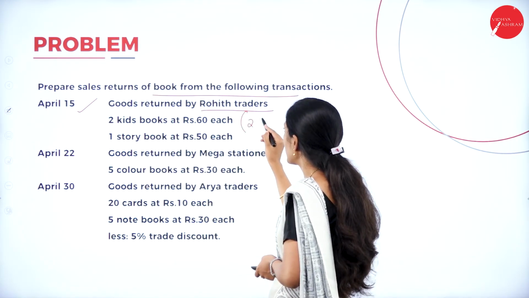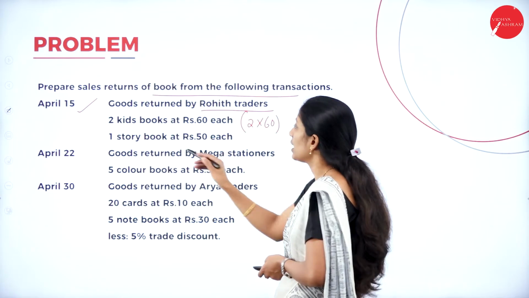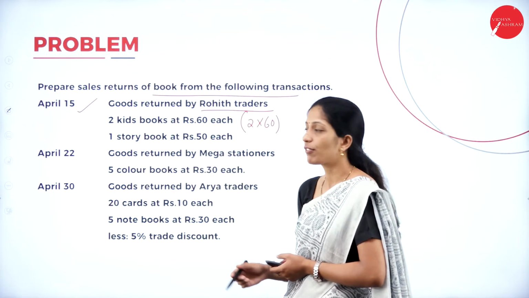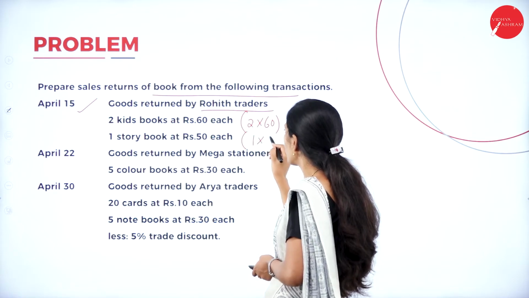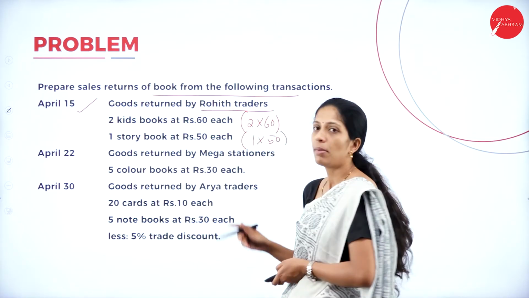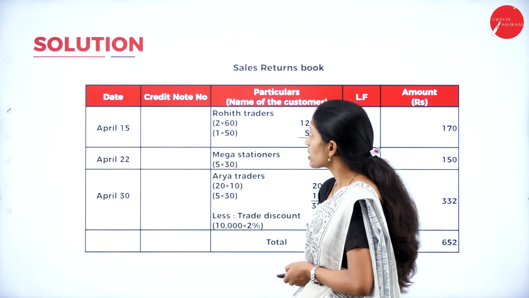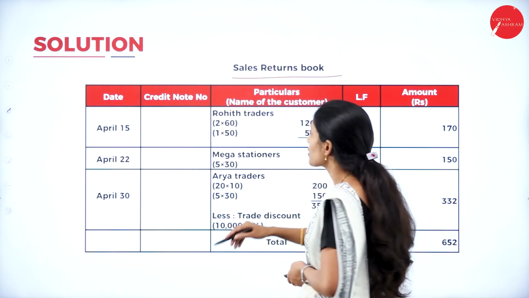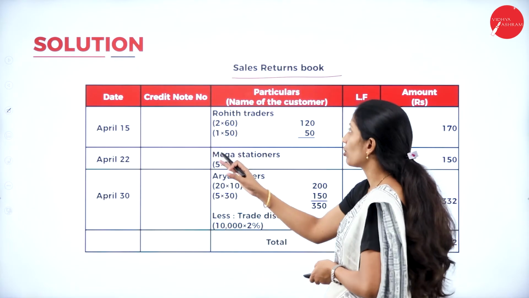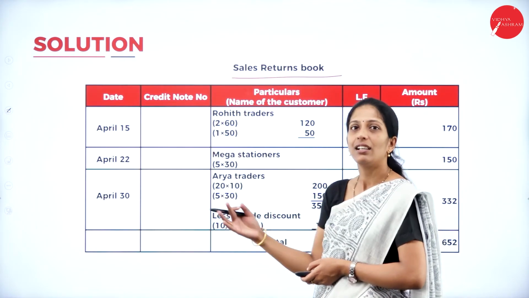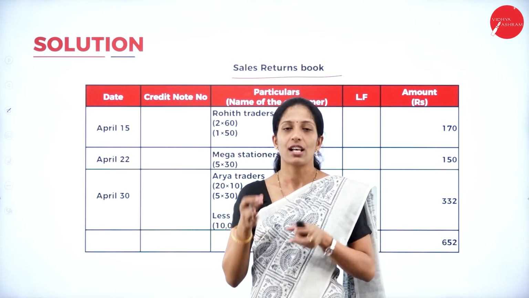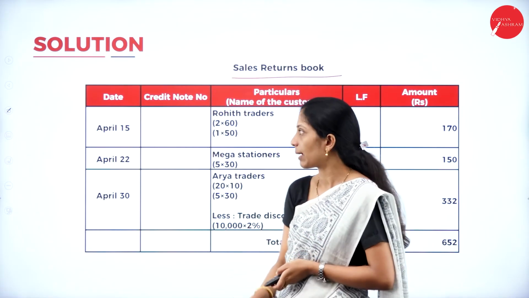So how do we calculate? 2 into 60. Next, 1 story book at rupees 50 each. So 1 into 50. You have to multiply, then total it, then write in the amount column. So we shall see the solution in the sales returns book: date, credit note number, name of the customer, ledger folio as well as amount. As usual, the format remains the same.